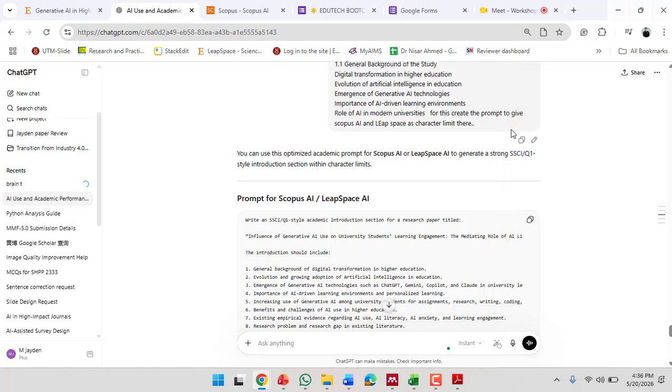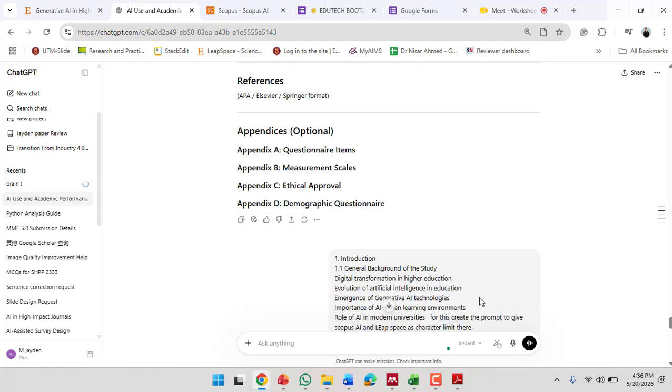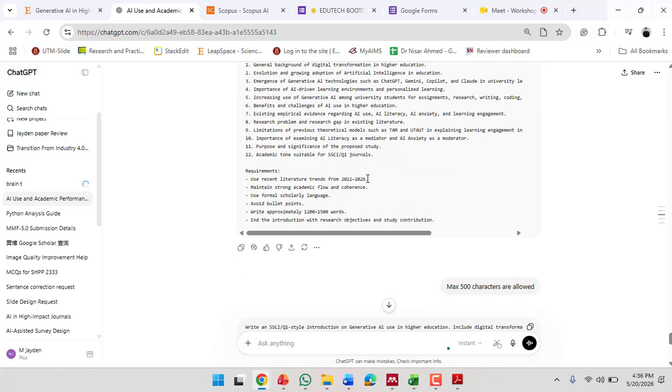This is the prompt which you can copy, open Scopus AI, and put here. This is the Scopus AI where I give this prompt, the same prompt which is given by ChatGPT. This is the ChatGPT prompt given to me.